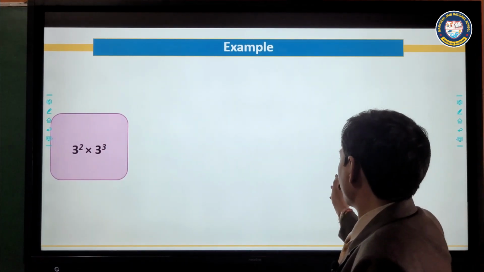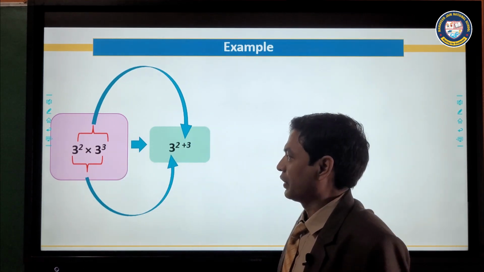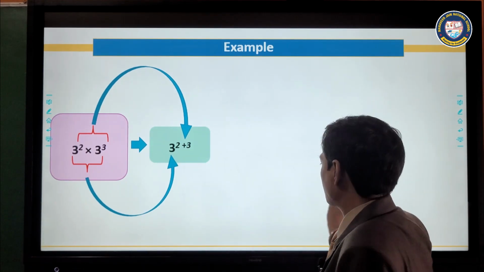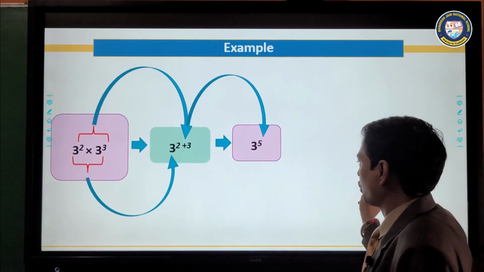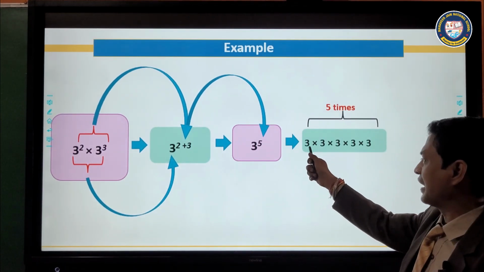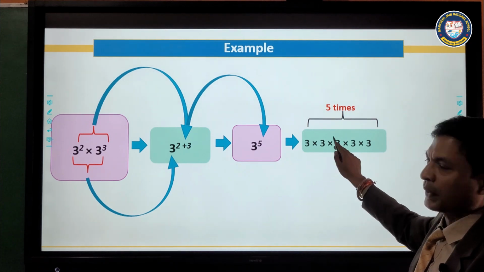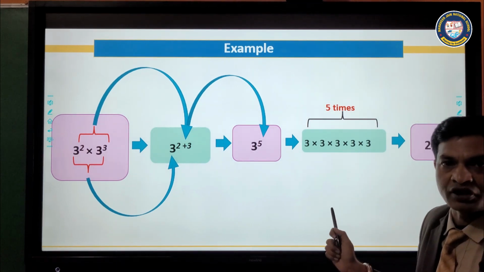So students, the steps are: 3 to the power 2 into 3 to the power 3. So 3, which is your base, 2 plus 3. Next step, 3 to the power 5. And the next is 3 multiplied by 3 multiplied by 3 multiplied by 3 multiplied by 3. We multiply this 5 times and the result is 243.